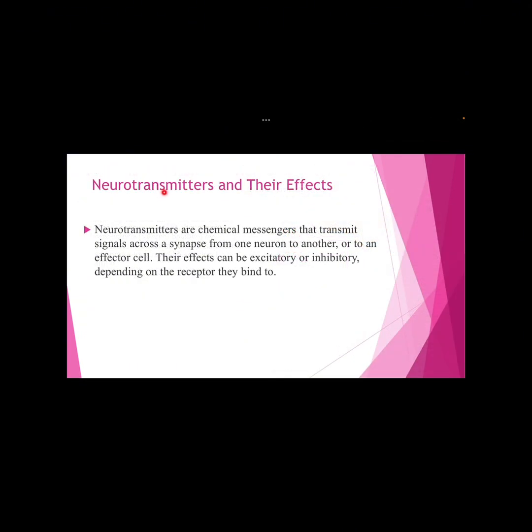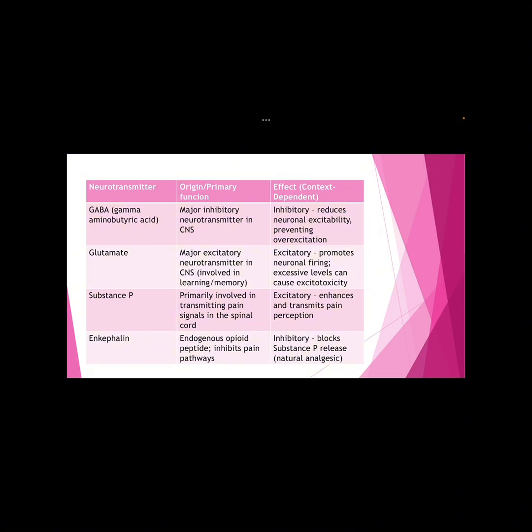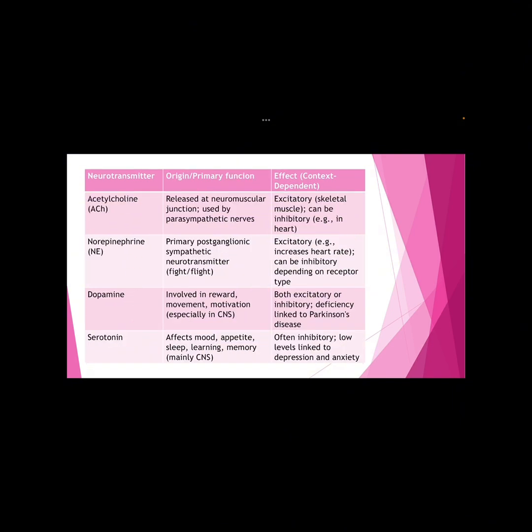Now we will talk about neurotransmitters and their effects. As we said in the previous lecture, neurotransmitters are responsible for communication from one neuron to another. They are chemical messengers, and their effect can be excitatory or inhibitory depending on the receptor they bind to. For example, we have many types of neurotransmitters. We have acetylcholine, norepinephrine, dopamine, serotonin, GABA, glutamate, substance P, enkephalin, and each one of those has a specific function that is different from the other.